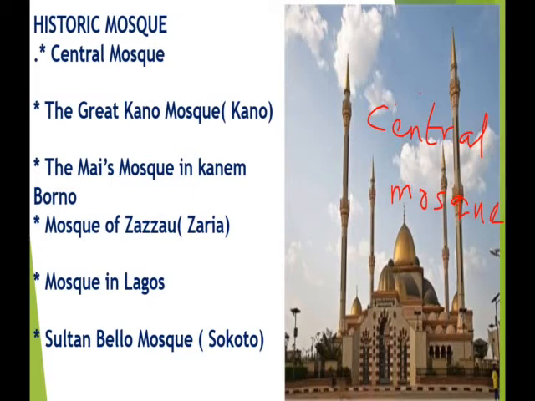These include the Central Mosque in Oyo, Iwo, Osogbo, Ede, Ibadan, and other Yoruba towns. All the central mosques in Yoruba towns and cities are very ancient, but most of them have been reconstructed and beautified. We also have the Great Kano Mosque in Kano State, the Mai Mosque in Kanem, Borno. We have the Mosque of Zaza in Zaria state. We have the mosque in Lagos. We have Sultan Bello Mosque found in Sokoto State.